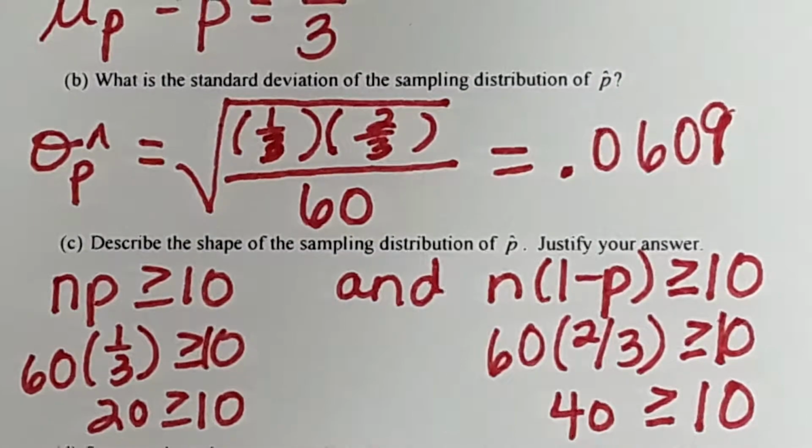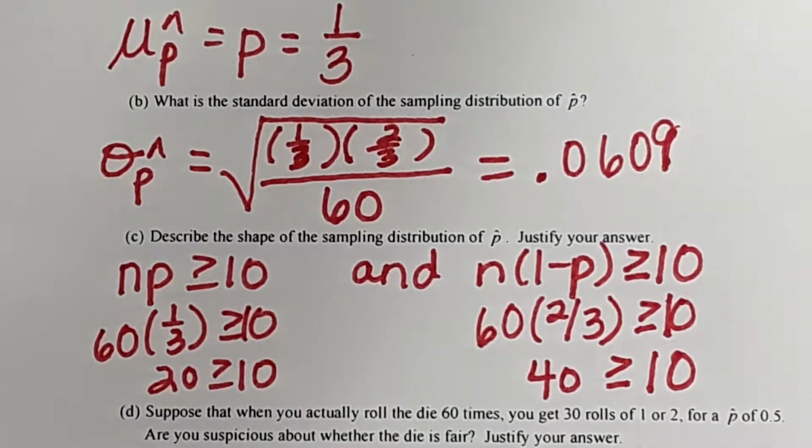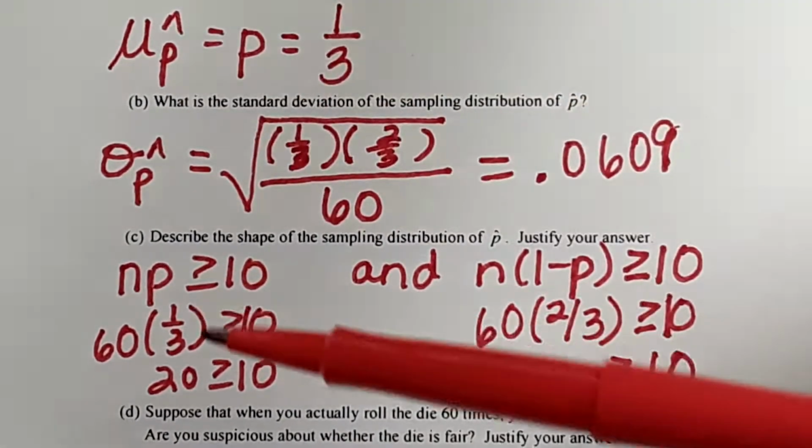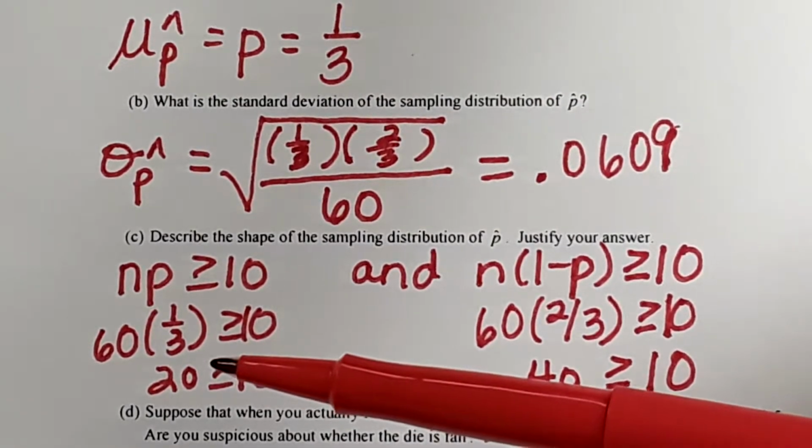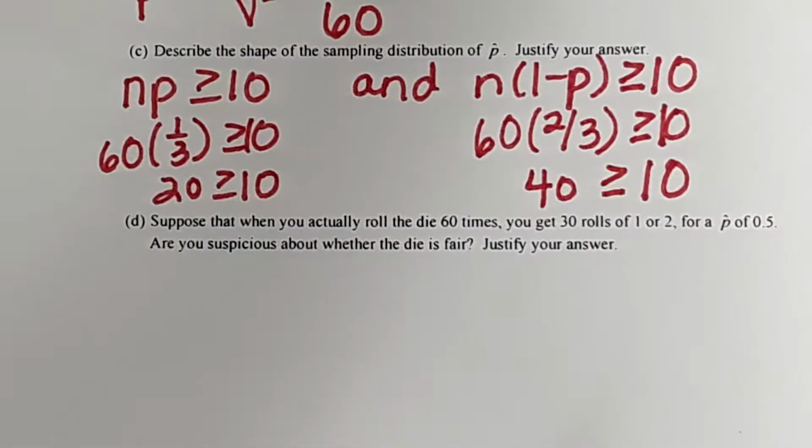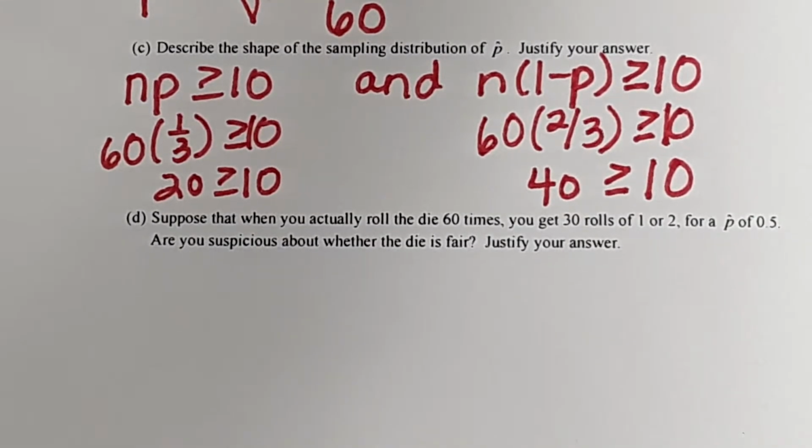Okay, you ready for D? What questions do you have over A, B, or C? Okay, D. Suppose that when you actually roll the die 60 times, you get 30 rolls of 1 or 2, for a p hat of 0.5. So now our p hat is what? 0.5 or 1/2. Are you suspicious about whether the die is fair? Justify your answer.